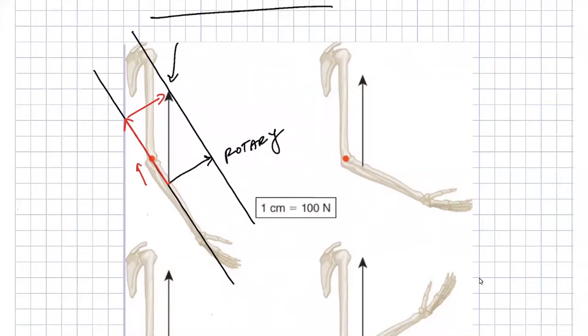So as you were to contract that biceps muscle to create elbow flexion, at the same time, because at that angle, it would also compress the elbow. It's going towards the elbow itself.